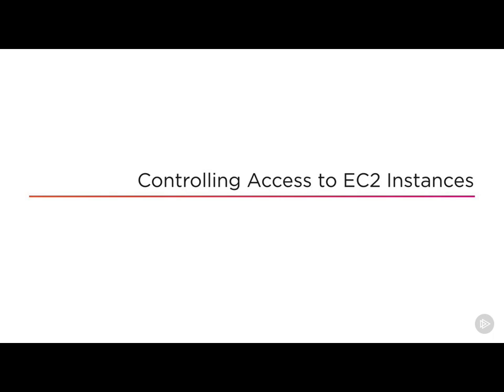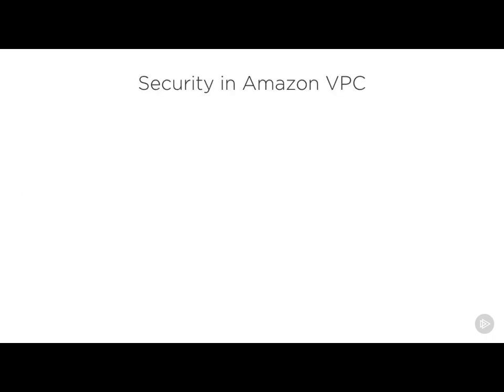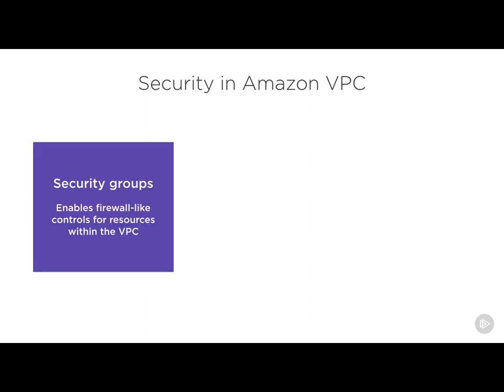So now that we've talked about how we actually scale our EC2 instances, we need to take a minute and think about how we control who can access and can't access our EC2 instances. And we're going to talk about 3 different ways that we can go about this process. The first is by using EC2 security groups, and these are firewall-like controls for your resources within your VPC.